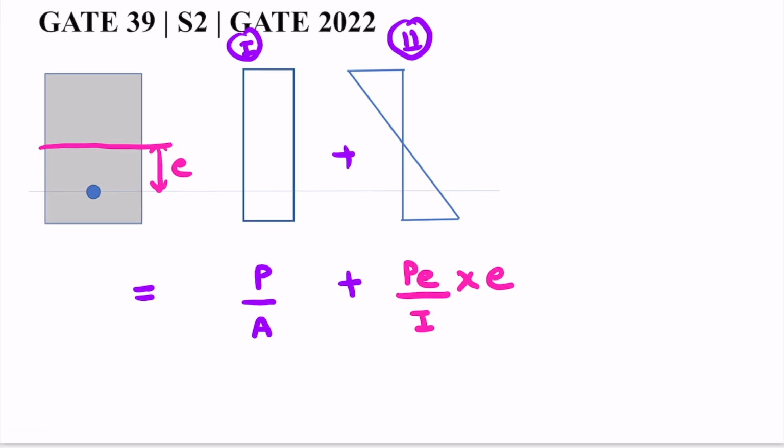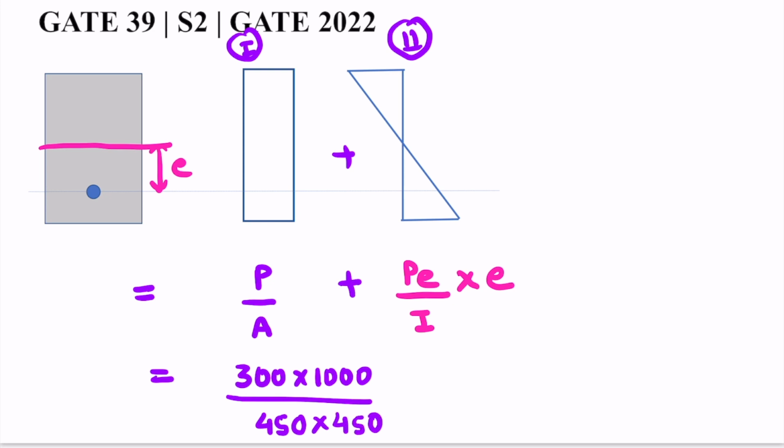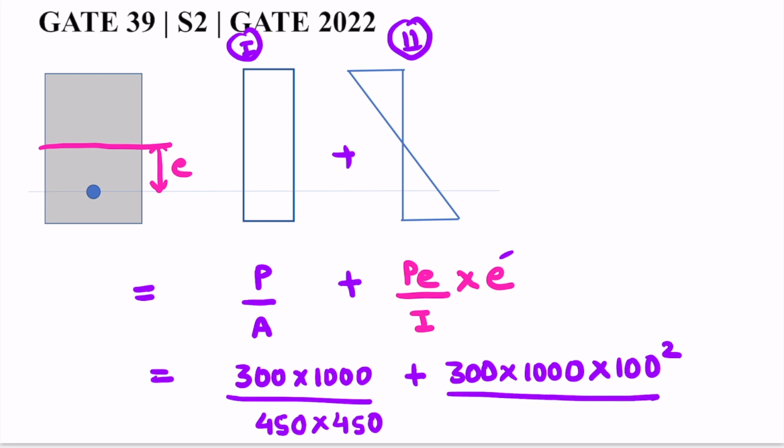Now let us put all the values in the derived formula and calculate the value of Fc for wire 2. So value of P is 300. Let's convert it into Newton. 300 into 1000 divided by, what is the area, cross sectional area? Area of cross section is 450 into 450 plus P multiplied by E. The value of E is 100 here. Then there is another E, so 100 square divided by I.